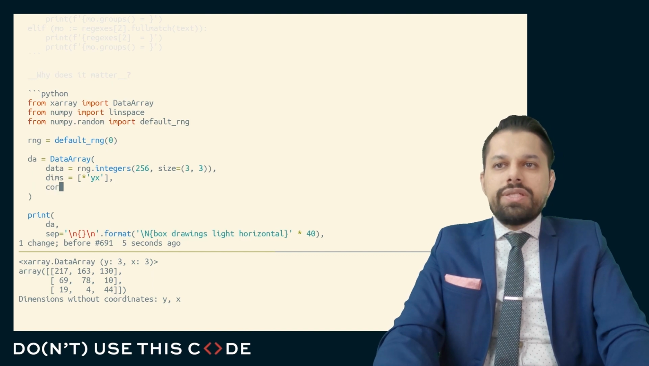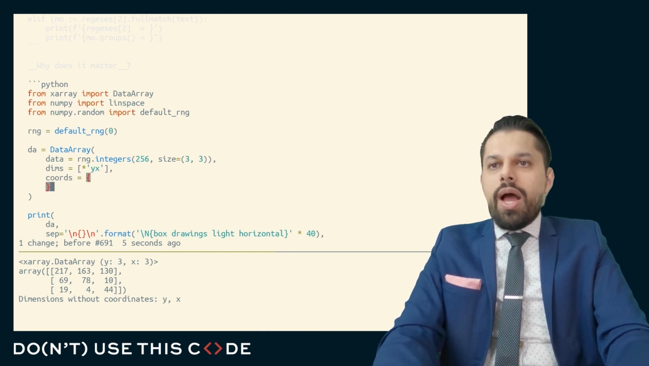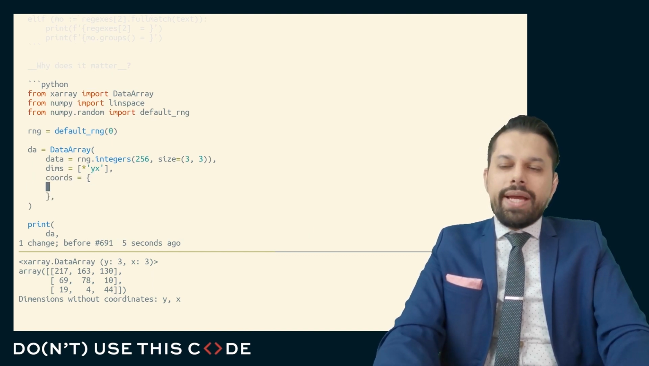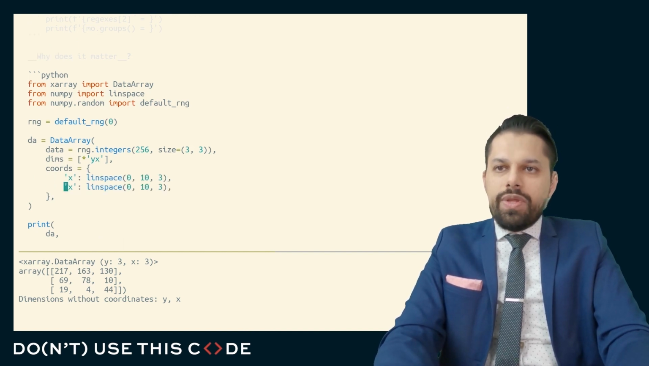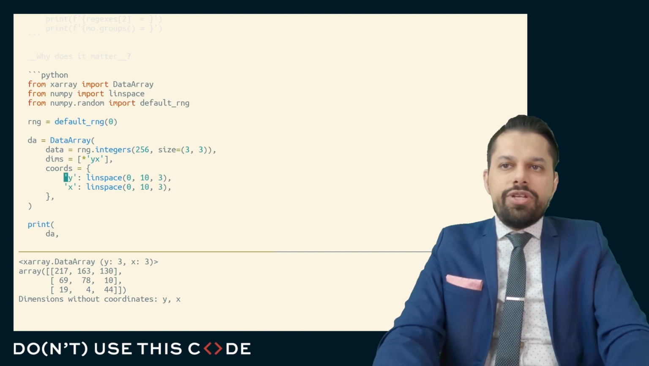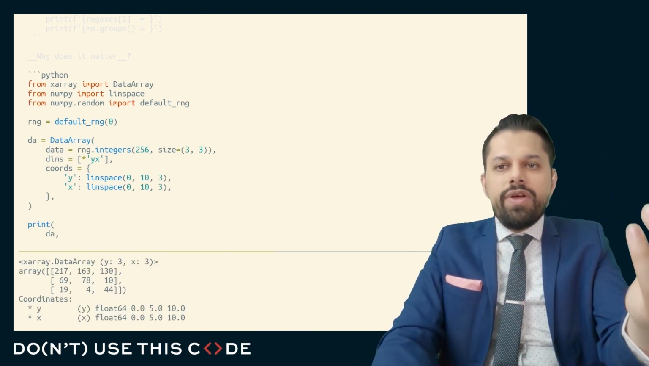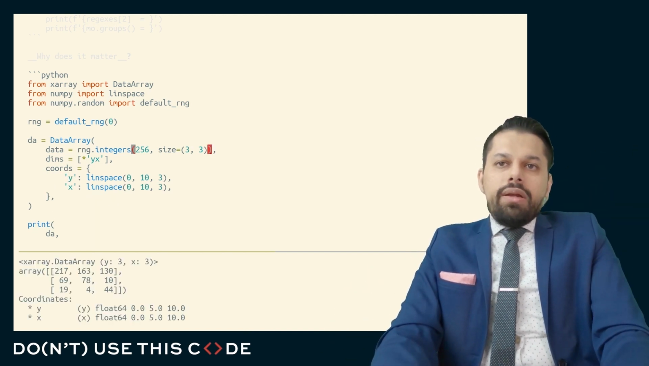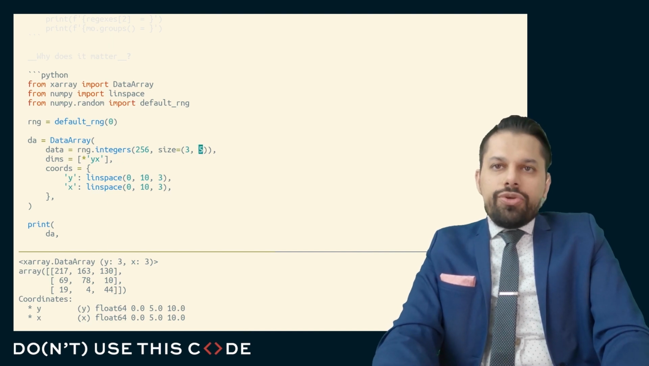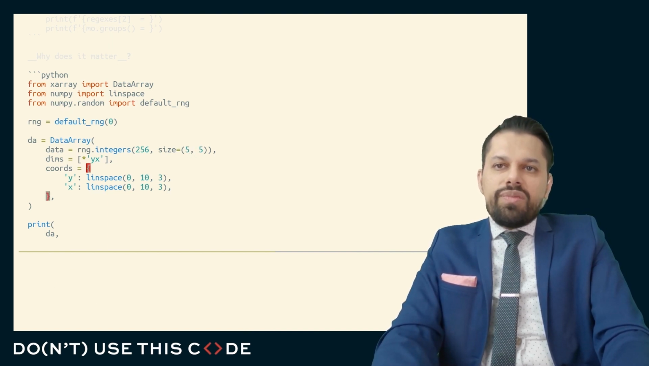And I want to give this some coordinate system as well. So I want to give this a coordinate system where x is drawn from a linear space from 0 to 10 with 3 samples. And y is drawn from a linear space 0 to 10 with 3 samples. So 0, 5, and 10. Then I'm going to say, you know what, let's prototype this a little bit further. Let's make this 5 by 5.